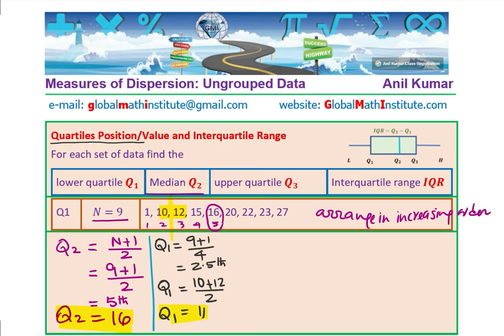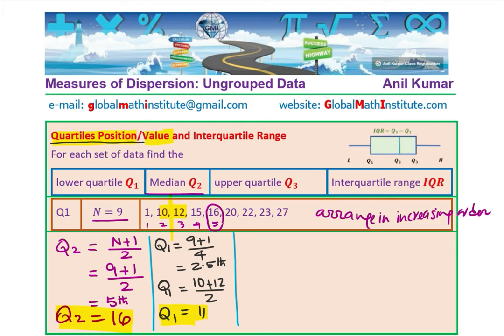So there are two different things. Finding position using formula and then the value using the position, right? So quartile position is found first, right? And then use position to find value, right?